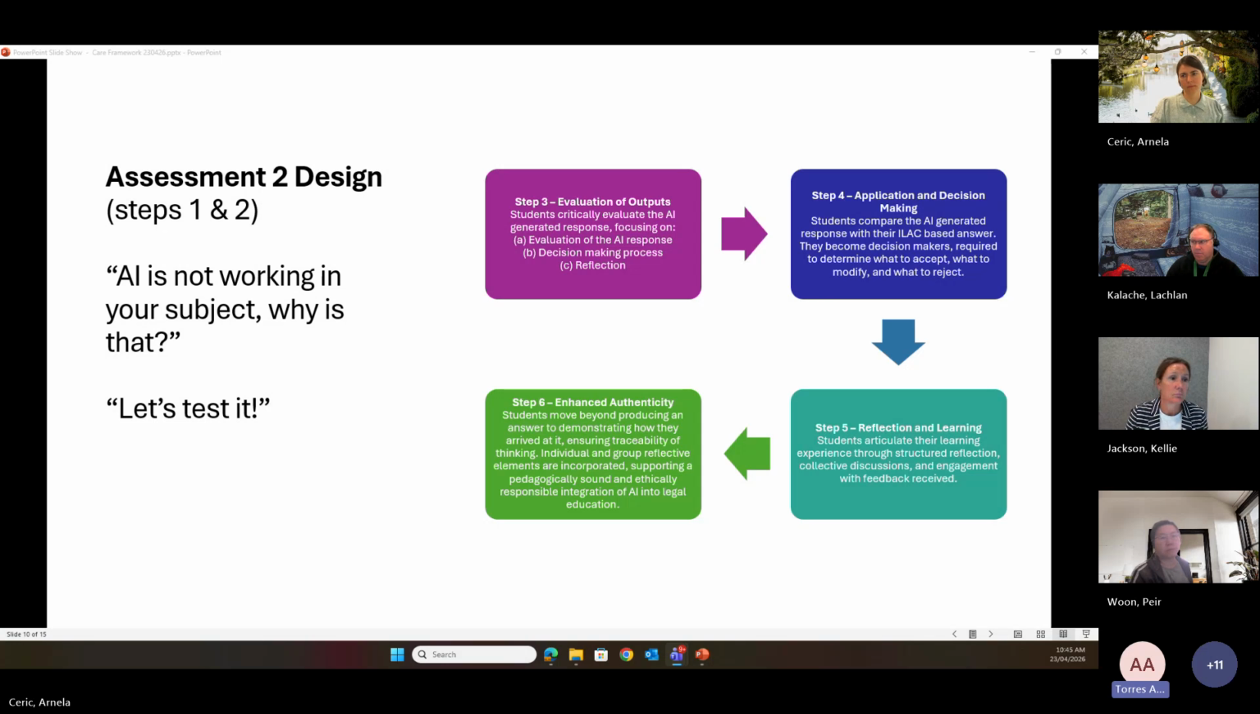And the last component, which is enhanced authenticity. Well, I think the assessment was quite authentic because rather than producing an answer, they demonstrated how they arrived at it, and they tested their accuracy and their validity. And all this was traceable. The whole decision-making process could be recorded. So I guess that the design supports a pedagogically sound, responsible, or ethical integration of AI into legal education. So that's what we did in Law 101.